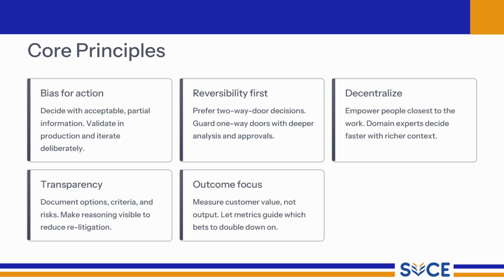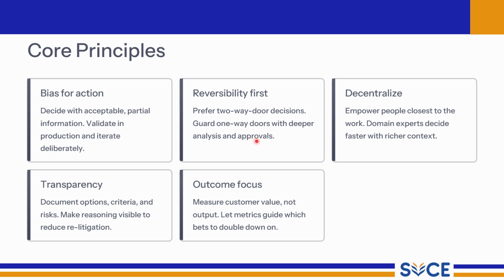So now we'll see what the core principles of decision making in Agile are. Number one, bias for action. Decide with acceptable partial information, validate in production, and iterate deliberately. Don't wait for the perfect information. Act on what's good enough and then validate and improve as you go. So, act now, refine later.